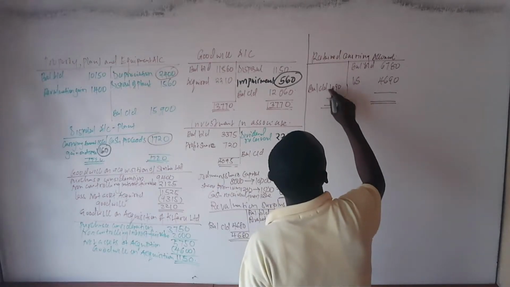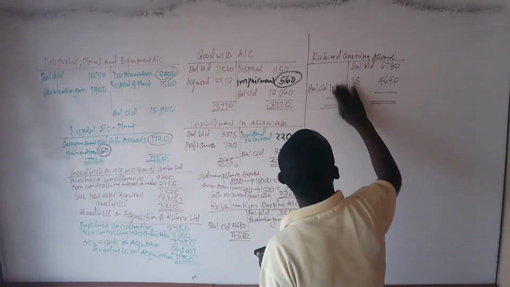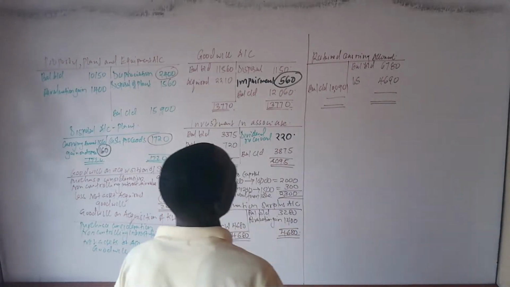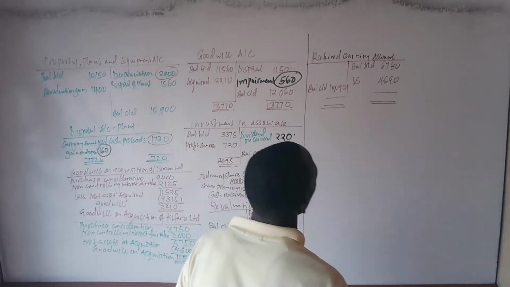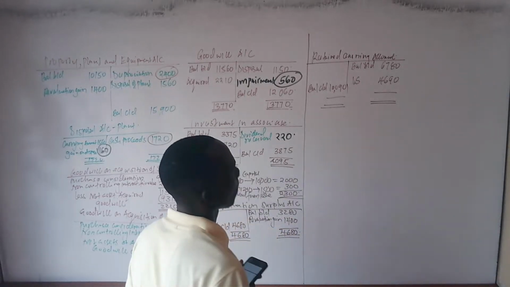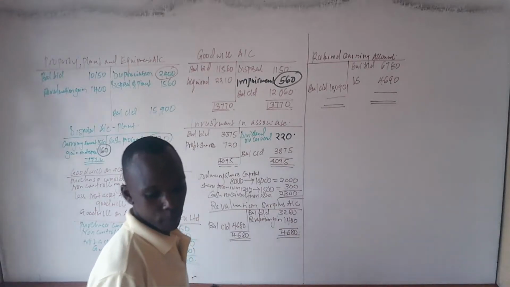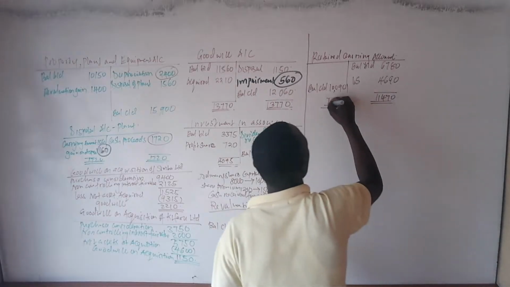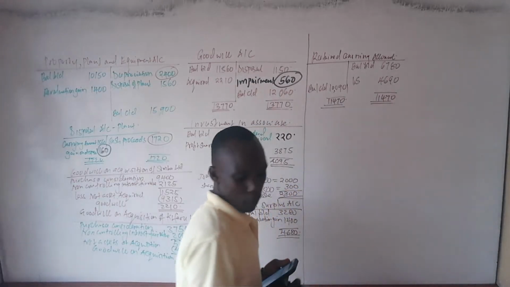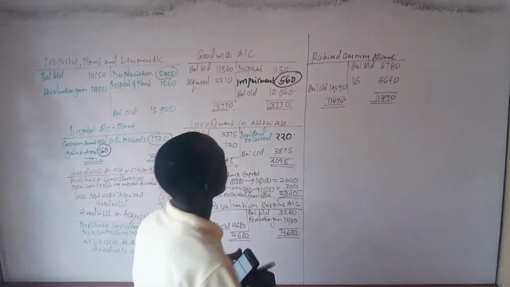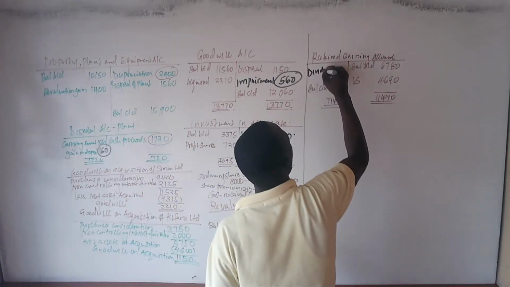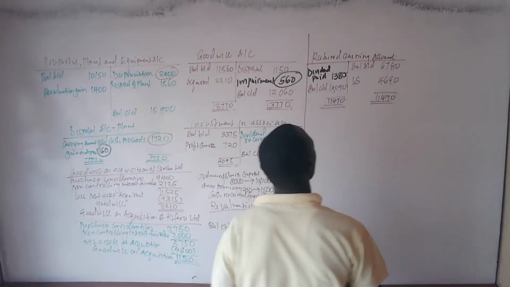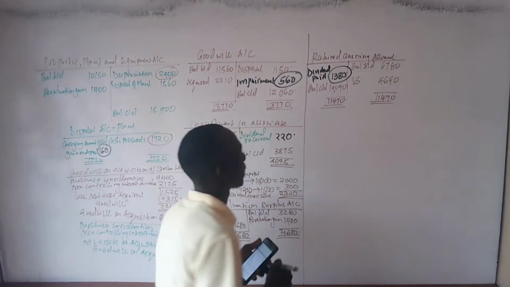In 1090, 10,090. Yes, so therefore get the total and we see how much we paid as dividend. The total is 11,470. Therefore, how much did we pay as dividend? The dividend paid is 1380. We paid a dividend of 1380.